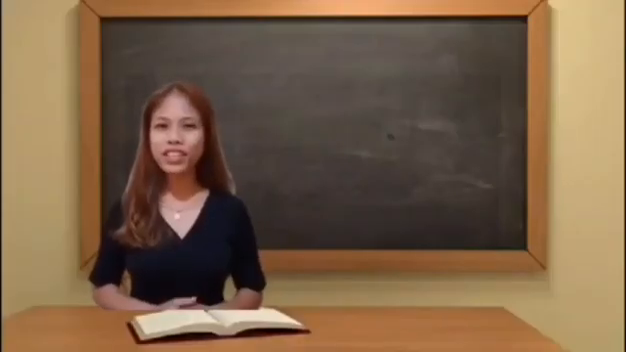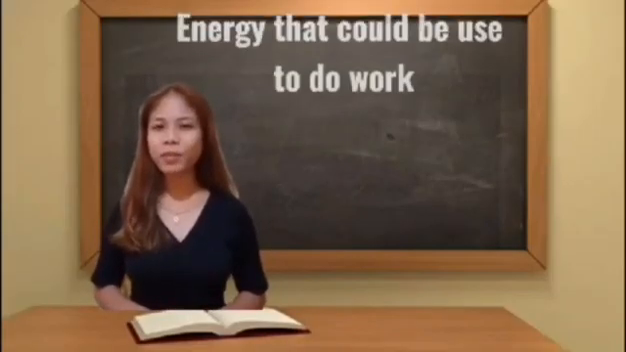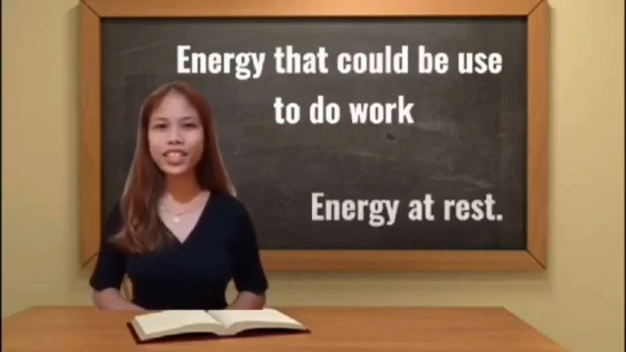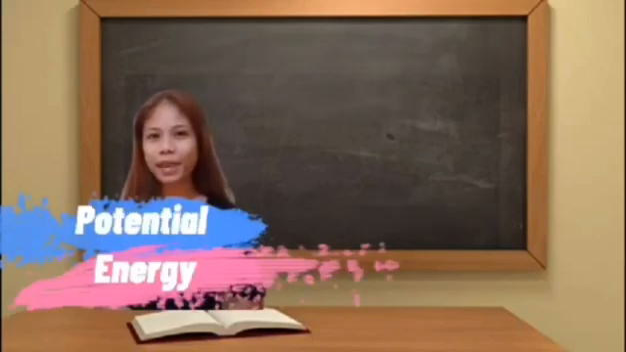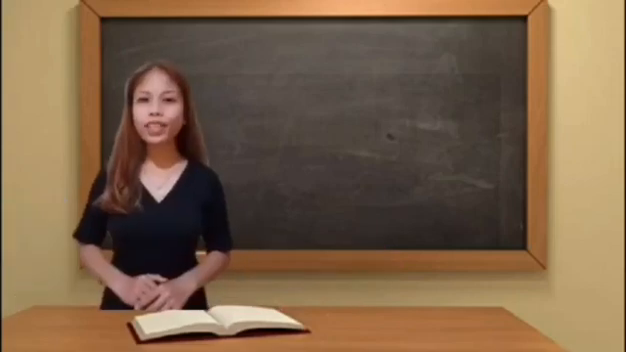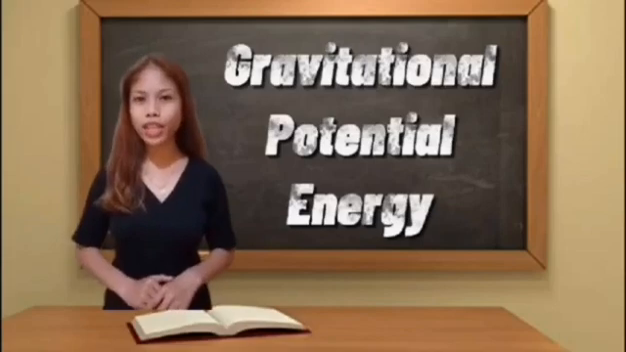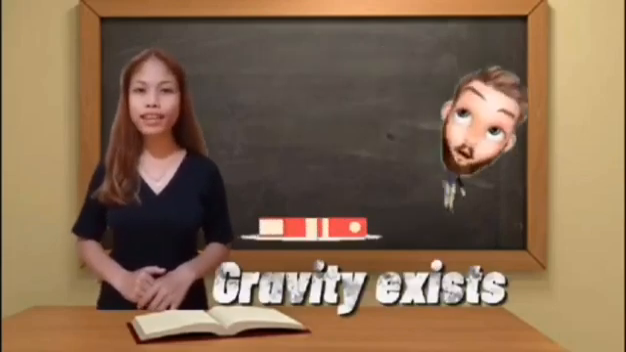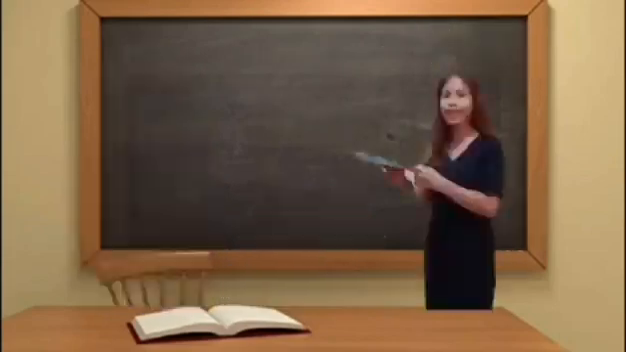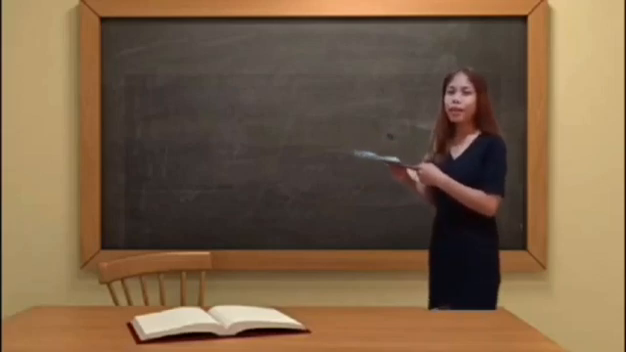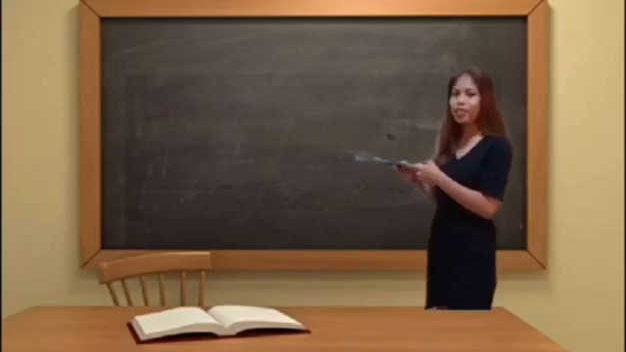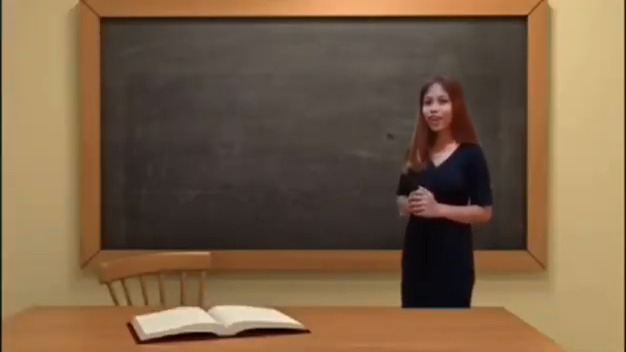The second type of energy is an energy that could be used to do work. It is an energy at rest, and that is potential energy. One common type of potential energy is gravitational potential energy. It comes from the fact that gravity exists. If I hold this book a meter above the ground, we can say that it has gravitational potential energy because if I let it go, gravity is going to do work on the book.